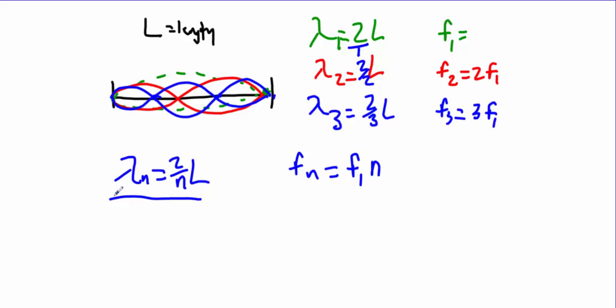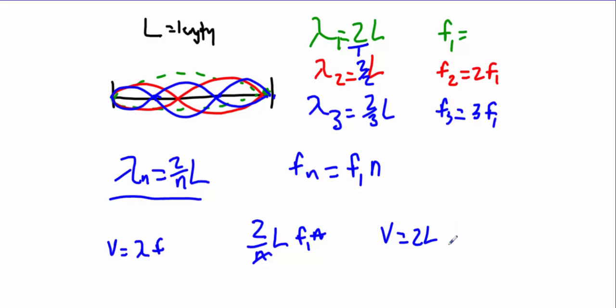Now there is another relationship going on here. Remember, V is equal to wavelength times frequency. So if we combine these two things, we should be able to come up with the speed of the wave for the wave moving on the string. And so if we take wavelength of the nth harmonic, which is 2 over n times L, times the frequency of the nth harmonic, which is the fundamental frequency times n, that n cancels that n, and we get V is equal to twice the length times the fundamental frequency.